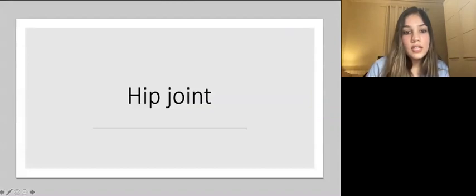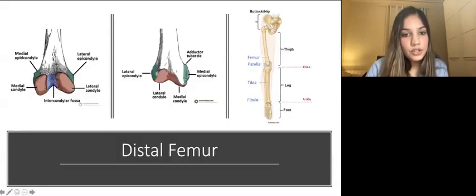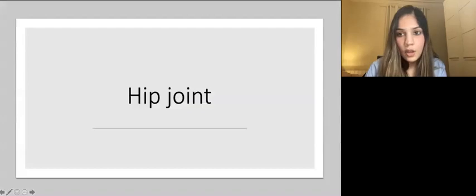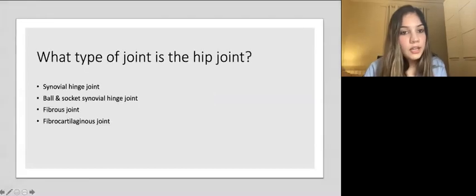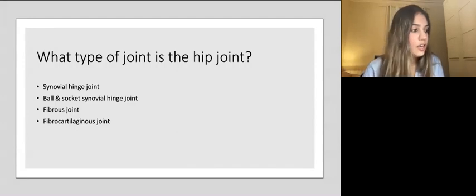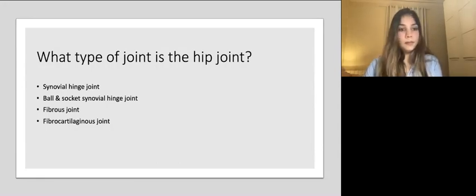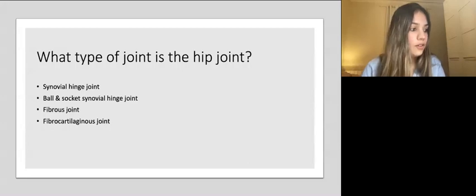So we'll move on to the hip joint, which is related to the proximal end of the femur. So the hip joint just up here. And does anybody know what type of joint the hip joint is? Just take a guess. And you can send me your answers privately if you'd like as well.